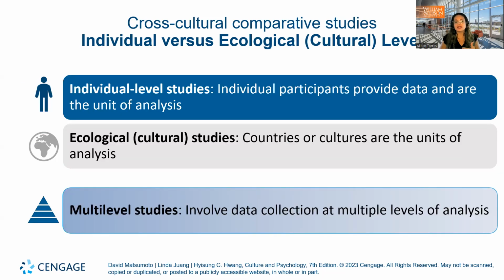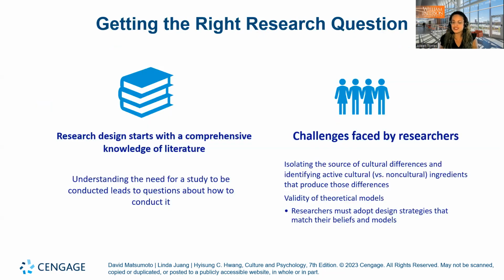Cross-cultural comparative studies also include individual level versus ecological level studies. An individual level study is where individual participants provide data and these individuals, the person themselves, is the unit of analysis. So we're looking at their individual scores on, let's say, a personality construct. Ecological studies are using countries or cultures as the unit of analysis. And then you could have multi-level studies where you're doing a little bit of both at different stages of your study. But those are the two main levels in which you would be conducting studies in cross-cultural research.